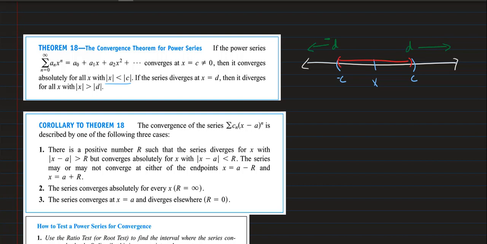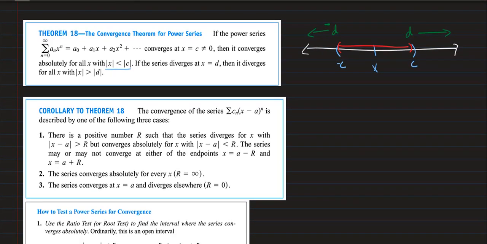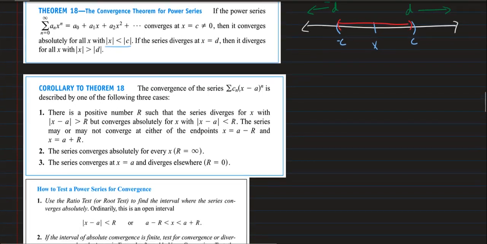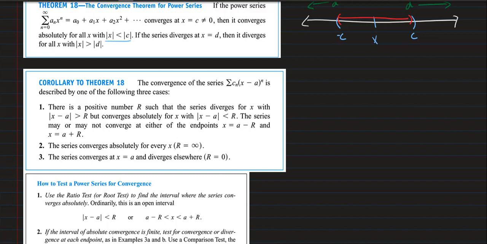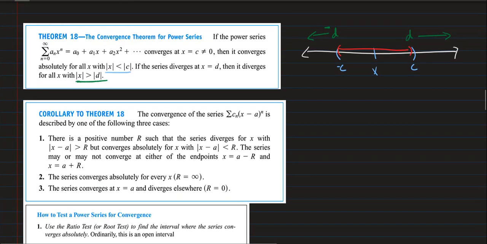The corollary to Theorem 18 says the convergence of the series is described by one of the following three cases. There is a positive number r such that the series diverges for x with the absolute value of x greater than r. Notice the greater than, that's our divergence. But it converges absolutely for x with x minus a less than r. R is called the radius of convergence. The series may or may not converge at either of the endpoints. We won't know about these endpoints. These endpoints here are going to have to be checked.